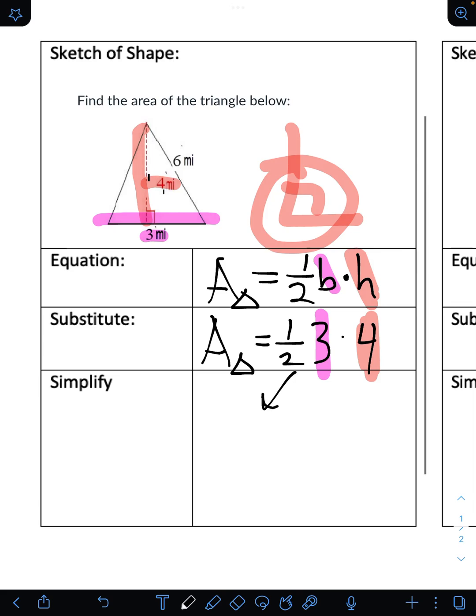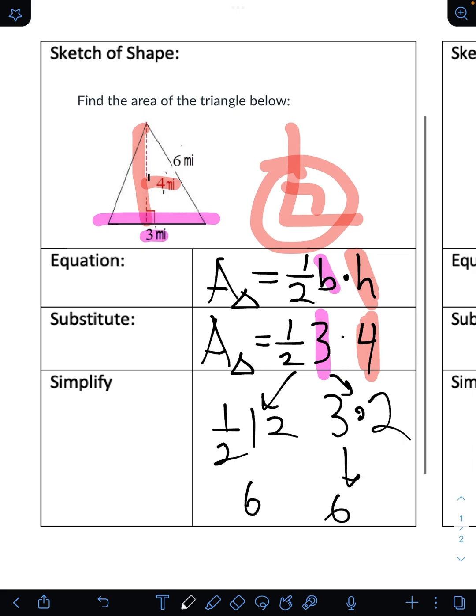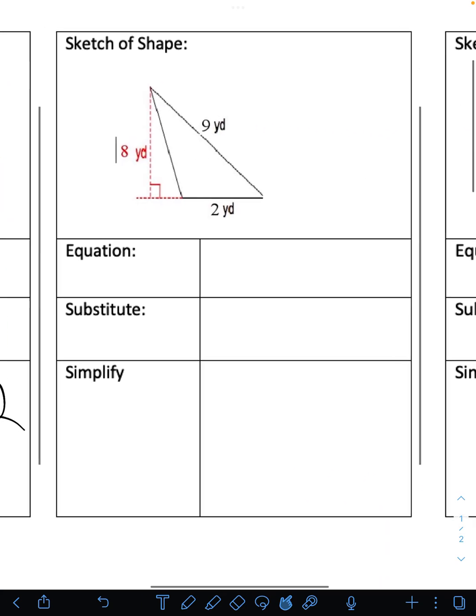Now I could totally do it as 1/2 of 12, which is 6. Or you could say, well, I don't want to do that, I just want to find half of one of these numbers, and that works. So you could say, what's half of 4, for example? Because I can find half of 4, it's pretty easy. That would be 3 times 2, which is, hey, also 6. So that's going to be our area. Okay, that's how you fill out this form thing. Let's look at another one.